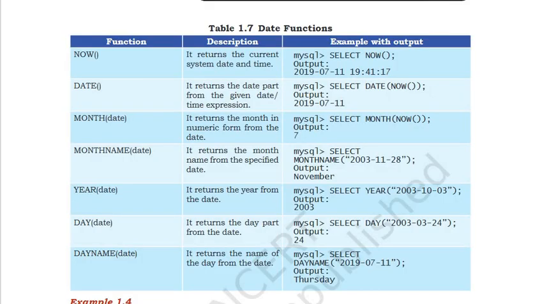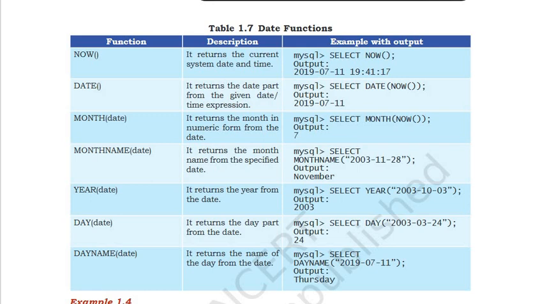We have date and time functions. NOW returns the current system date and time. Look at the output. The next is the date function. It returns the date part from the given date. Can you see the difference between NOW and date? NOW returns the current system date and time also.